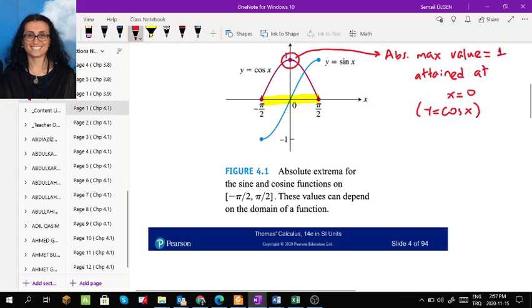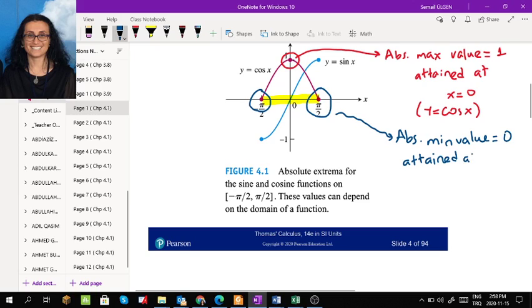Now what is the absolute minimum for that function? I'm going to use blue for the absolute minimum values for cosine x. The absolute minimum value is the smallest value it can take in this interval. The absolute minimum value is 0, attained at x equals plus or minus pi over 2. So there are two x values where it takes this minimum value. That's okay. Now let's get the sine x.